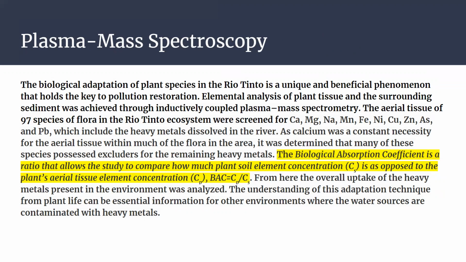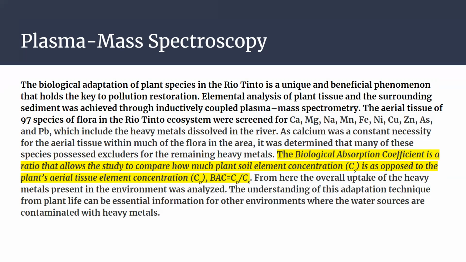And now we move on to plasma mass spectroscopy. So here, the biological adaptation of plant species in the Rio Tinto is a unique and beneficial phenomenon that holds the key to pollution restoration. So not only the microbes in the Rio Tinto, but also the plant environment that's been growing around the Rio Tinto over these centuries has made scientists wonder how they can exist in such an acidic environment. But through these studies of the plasma mass spectroscopy, we can see how these flora have just been able to absorb some of the heavy metals and use it for their own good.